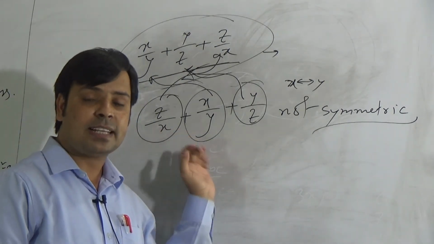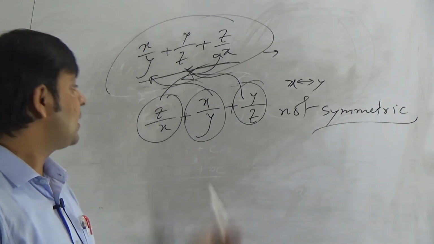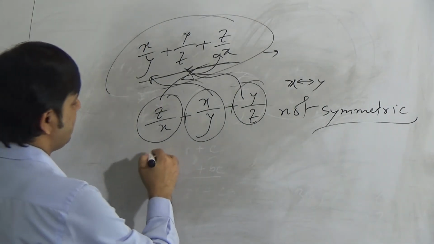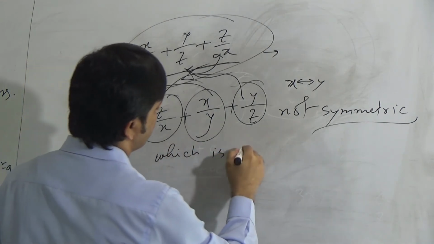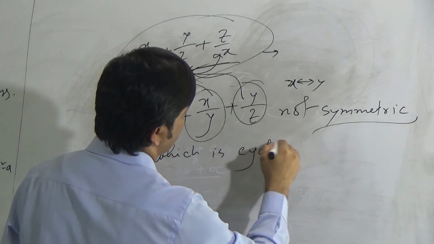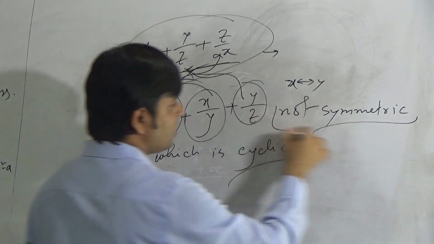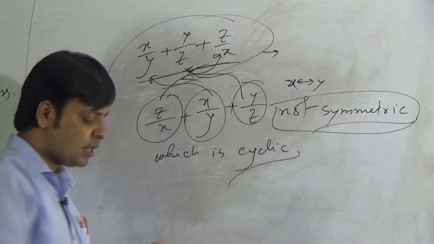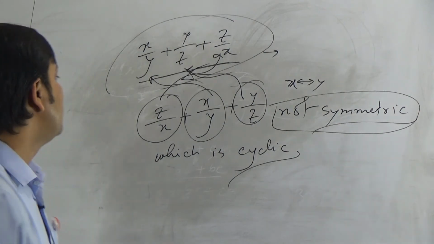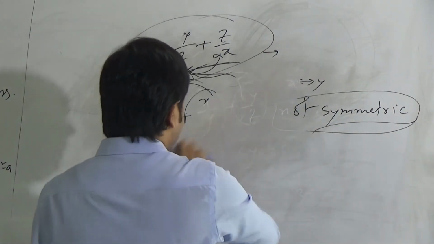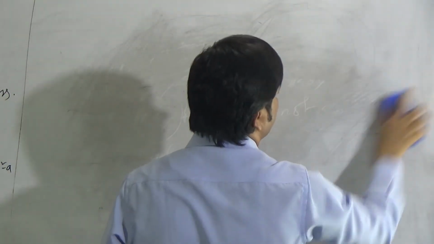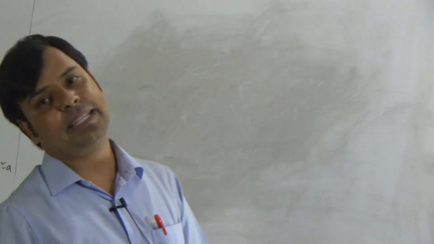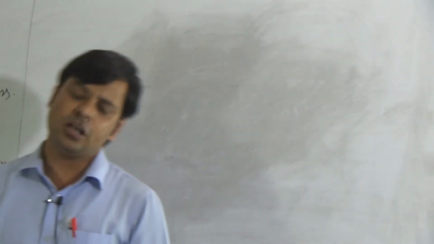So we can say this expression is cyclic, but this expression is not symmetric. Though this is cyclic, it is not symmetric. Okay, dear students, so we can say a cyclic algebraic expression may be symmetric or not.